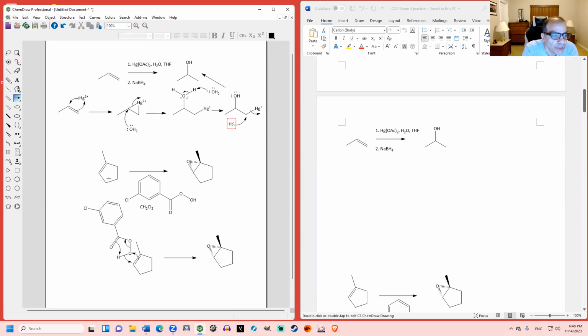Remember, you're always looking to establish how you get from the starting material shown to the product shown using the reagents shown. That's always the way this works. Always. There are no exceptions.